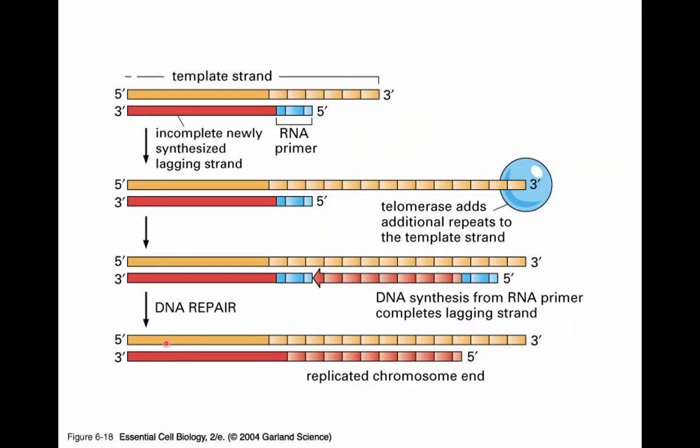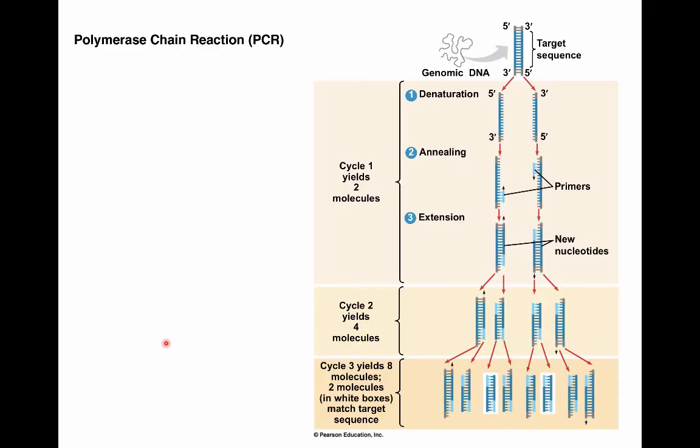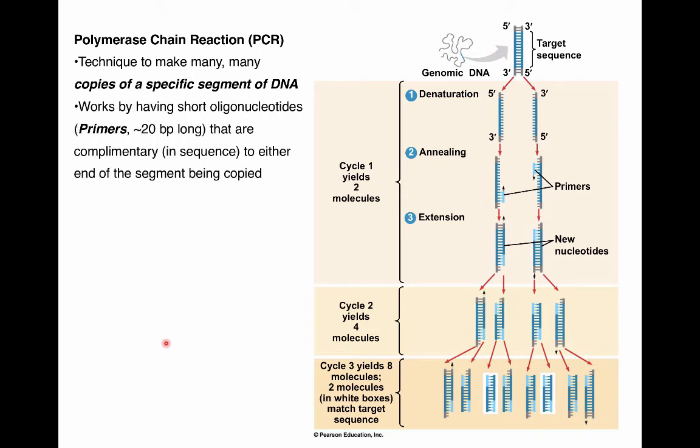Okay, so that's all of the parts about DNA replication. The last thing I wanted to introduce was a technique called the polymerase chain reaction, or PCR. It's a technique that's used to make many copies of a particular segment of DNA. And it works by having primers that flank whatever sequence you want to copy. So in this case, these little blue ones are the primers. One is the reverse primer that has its 3' end going in this direction. The other is the forward primer that has its 3' end going in this direction.